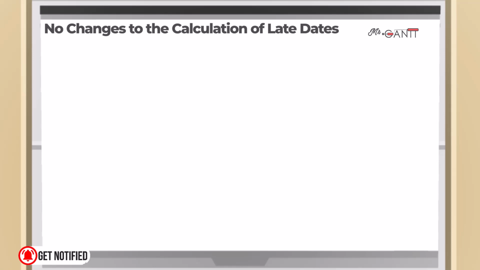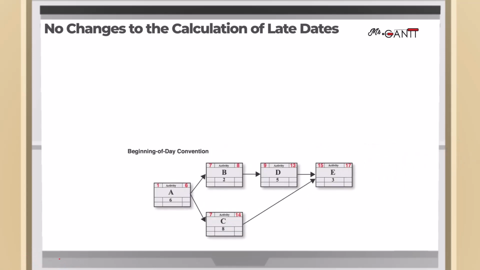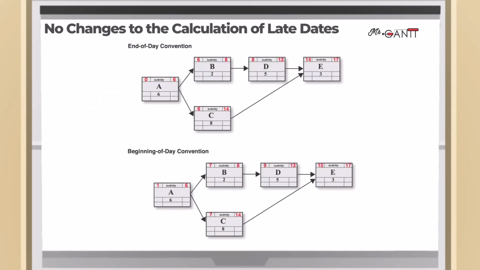So, regardless of whether you start the computation on day 1 or day 0, whether you choose the beginning of the day convention or the end of the day convention, you get the same end date as you see on the figure below.